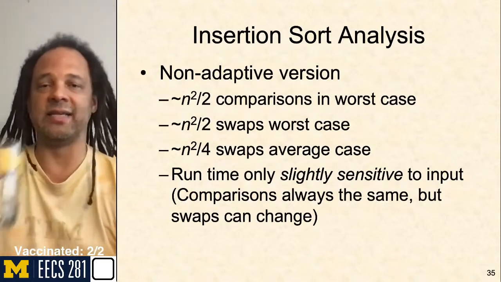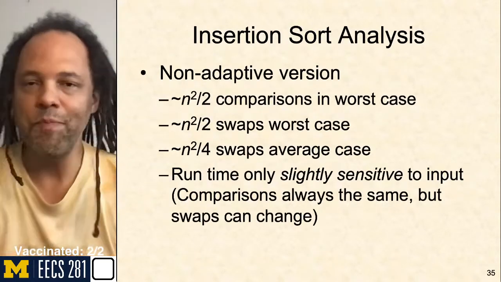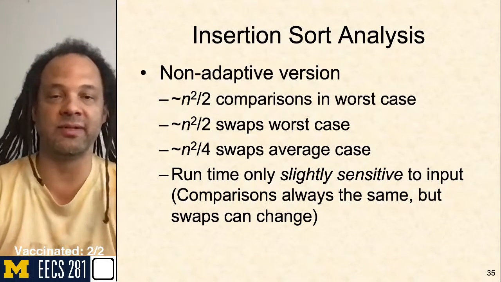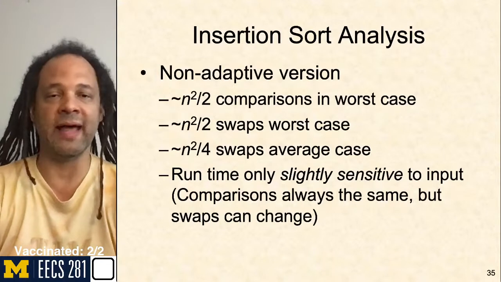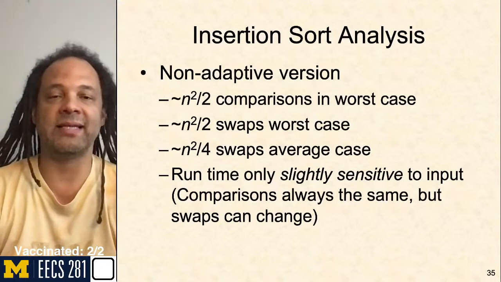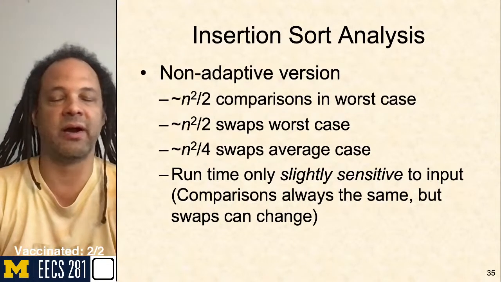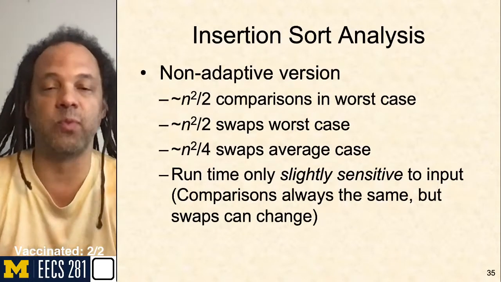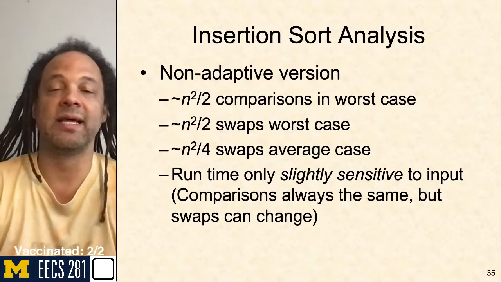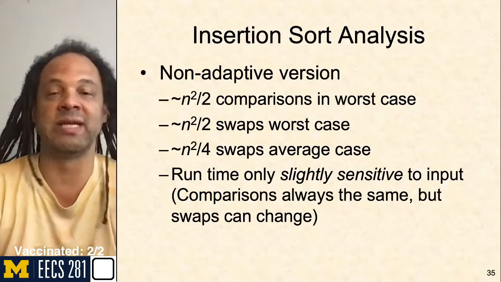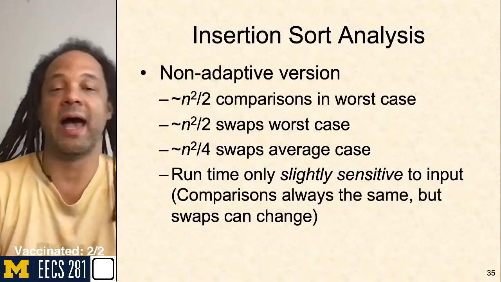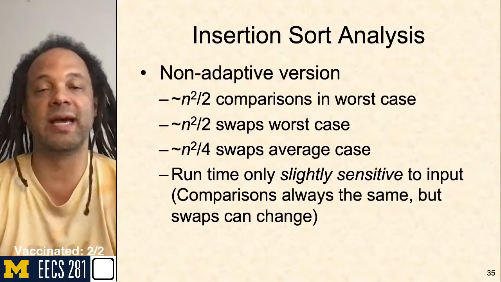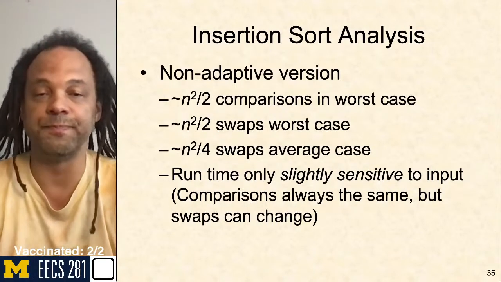First, let's analyze it as is. In my non-adaptive version, I've got this n squared over 2 comparisons. There's no surprise there. That's in the worst case. In terms of swaps, in that same worst case, I'm still going to be swapping everything. So every time I compare, I see that they're out of order, I do another swap. So I've got n squared over 2 swaps in the worst case. So worst case, this is obviously an n squared algorithm.